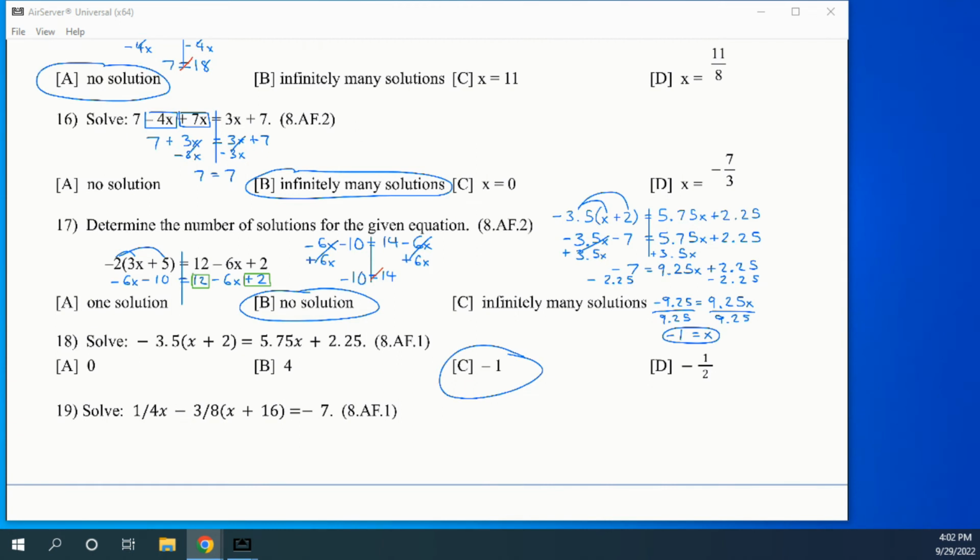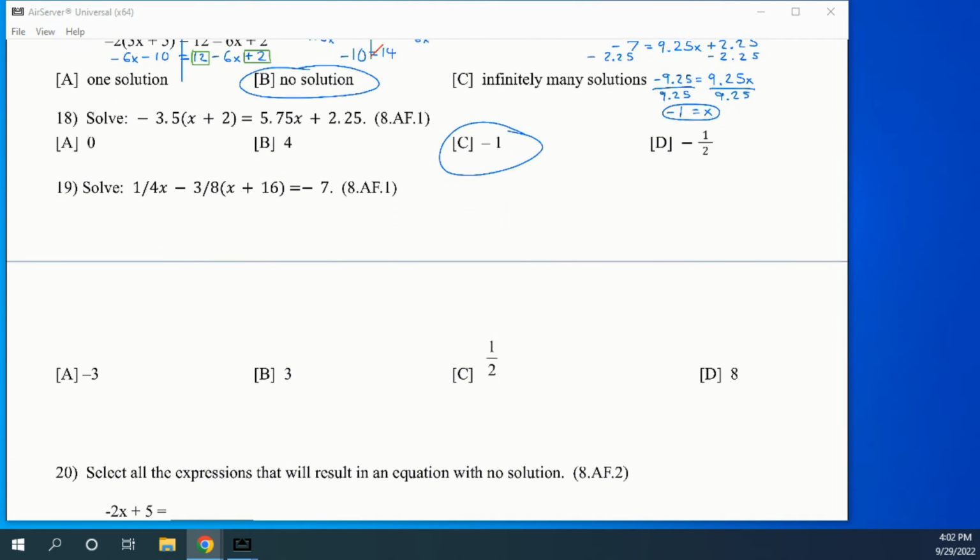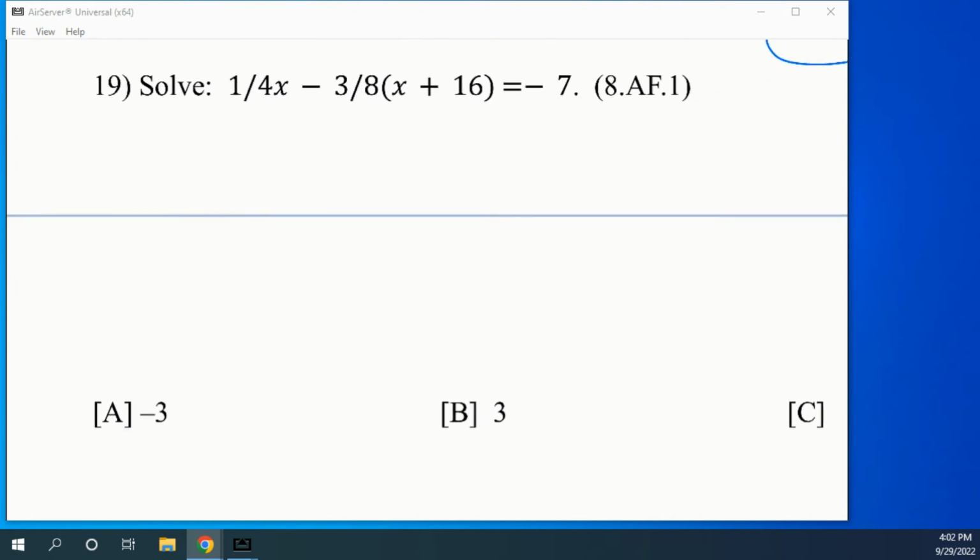All right. 19 is on that page according to what I have. So I'm going to rewrite that as well and do the same thing, solve it. And that'll be it for this particular video. So we've got 1/4 x minus 3/8 times x plus 16 equals negative 7. Again, look for distribution.